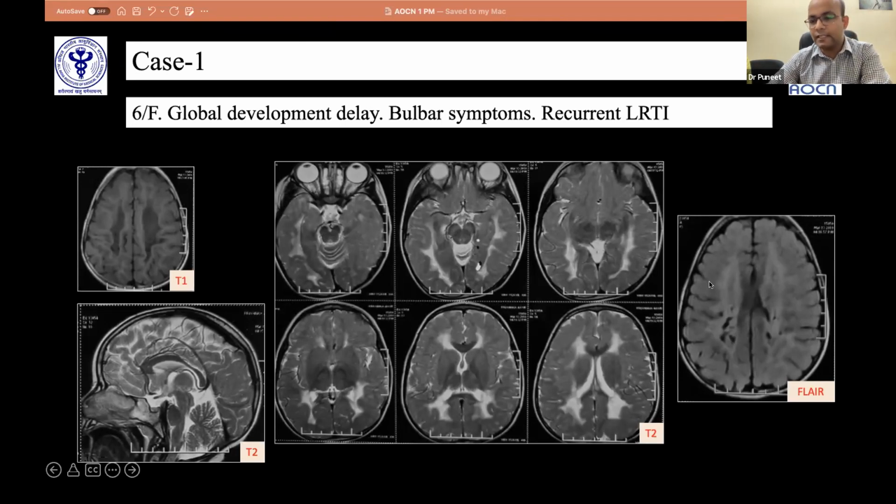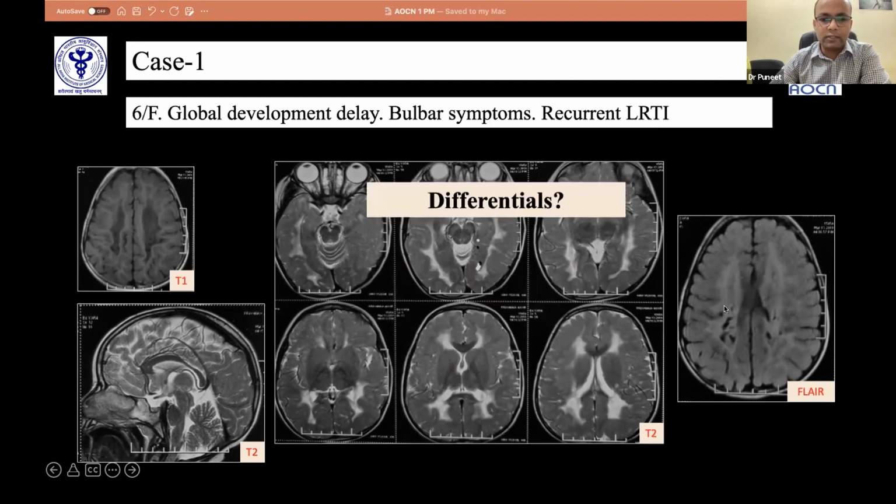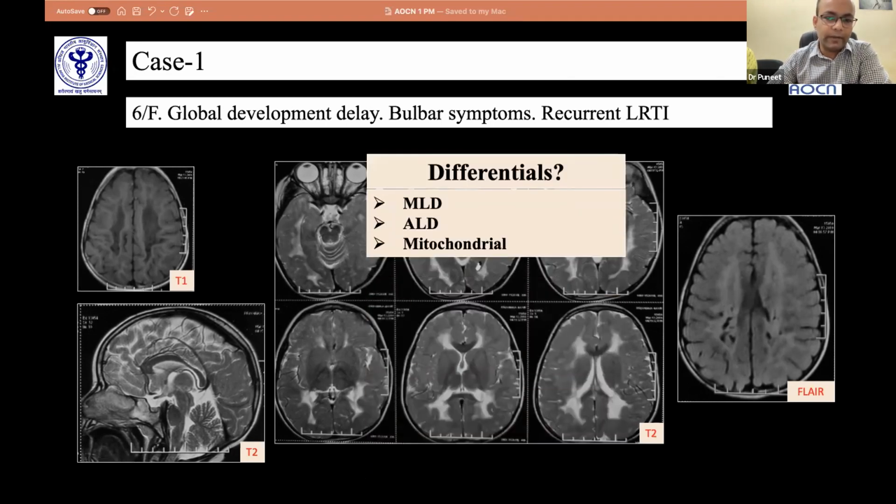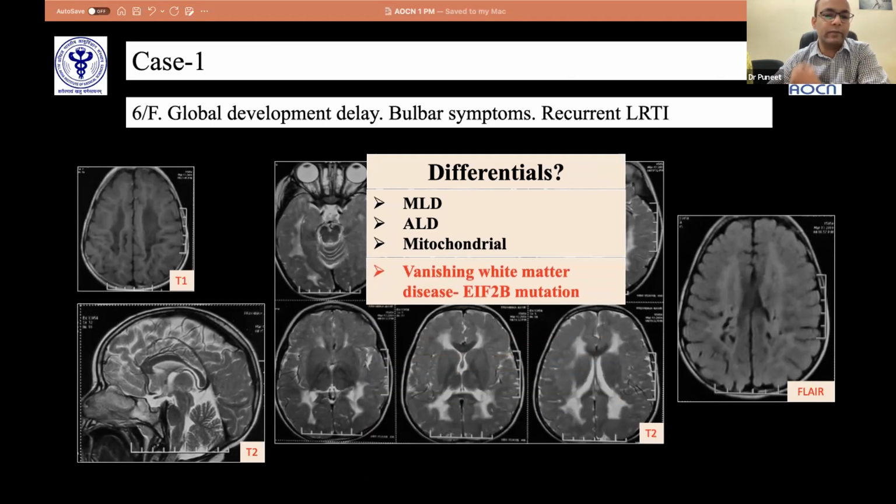On the FLAIR sequence, we see that some of the areas in the deep white matter have hypointensity, and some areas have intermediate signal intensity. So the possibilities were metachromatic leukodystrophy, adrenoleukodystrophy, but however, there is no corpus callosum involvement, and mitochondrial leukodystrophy was one of the possibilities. The genetics was sent for this child, and it confirmed vanishing white matter disease. There was a pathogenic mutation in the EIF2B gene.